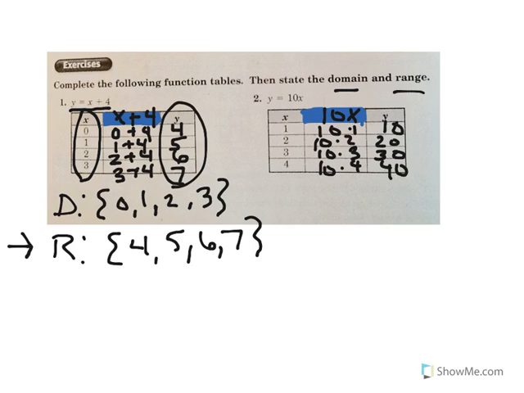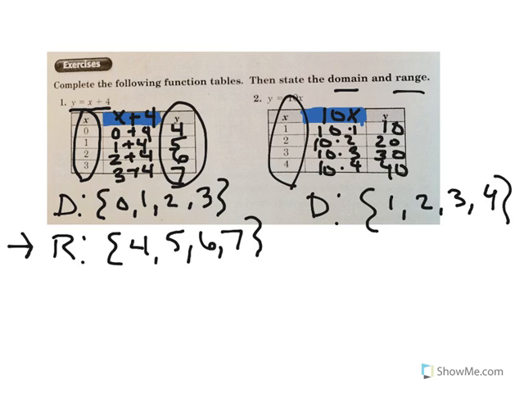Pretty simple here. Then all I have to do is state my domain values. Again, my domain is just my x values. You can think of D coming before R in the alphabet, and X coming before Y in the alphabet, so my domain matches up with my x values. So it's 1, 2, 3, and 4. And then my range is just my set of y values, which is right here.